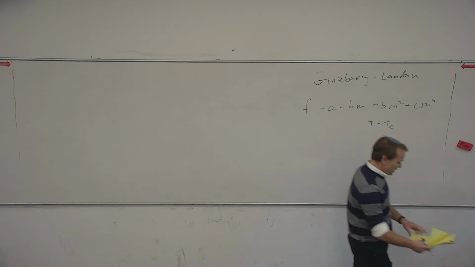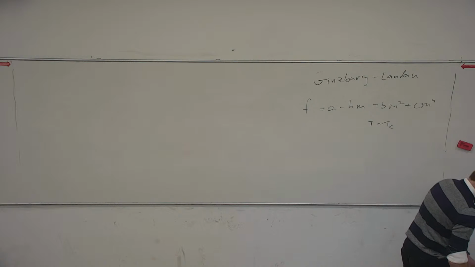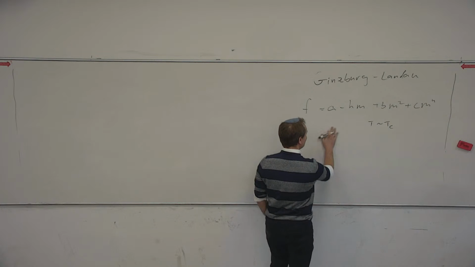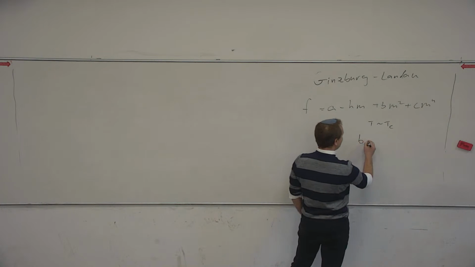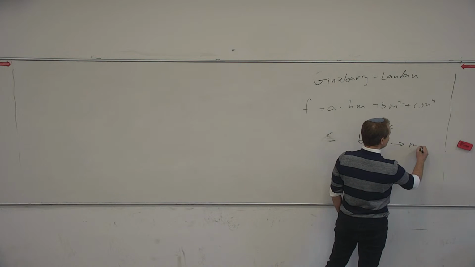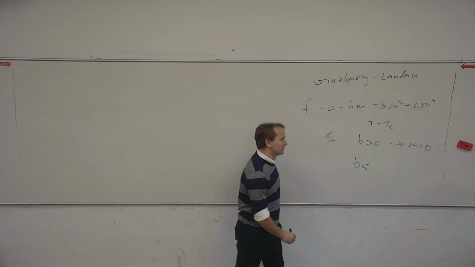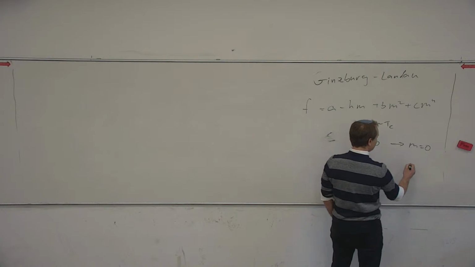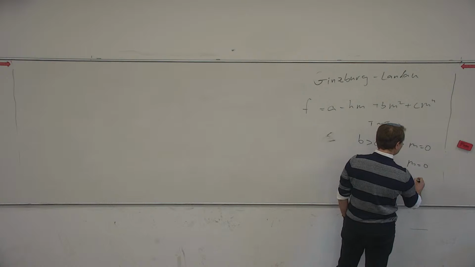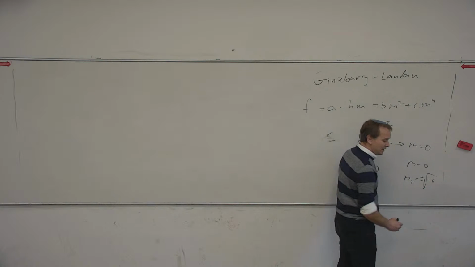And we have found that the transition from one solution to three solutions occurs when B crosses to 0. Okay, so if B is greater than 0, there is only one solution, m equals 0. And when B is smaller than 0, there are three solutions: m equals 0, or m equals plus or minus the square root of minus B divided by 2C.